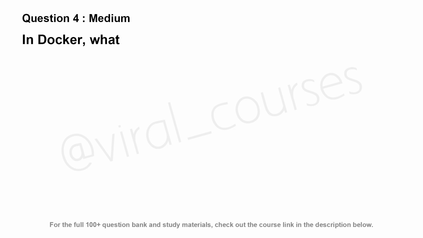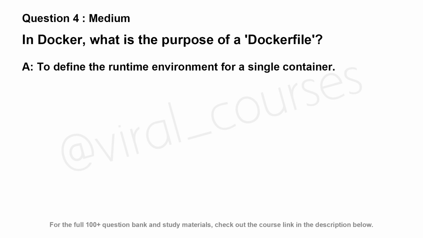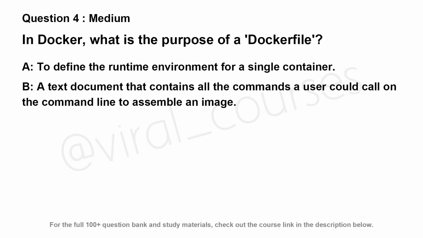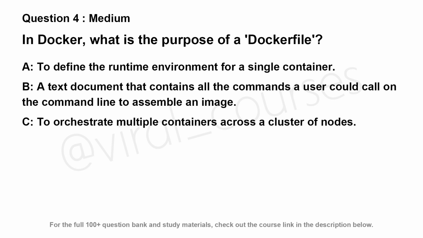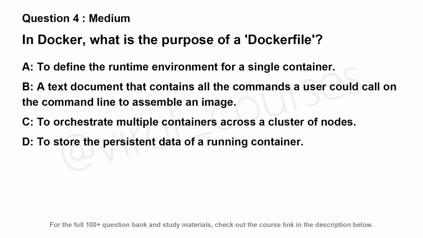In Docker, what is the purpose of a Dockerfile? Option A, to define the runtime environment for a single container. Option B, a text document that contains all the commands a user could call on the command line to assemble an image. Option C, to orchestrate multiple containers across a cluster of nodes. Option D, to store the persistent data of a running container.